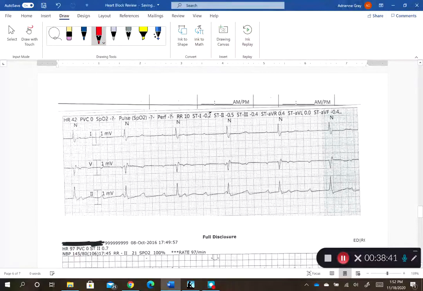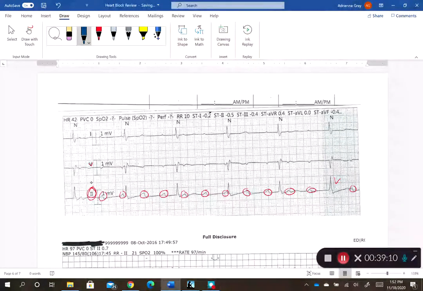All right, so this one is giving me 3 different leads. It has lead 1, lead 5, and I'm going to look at lead 2, because that's where we always look for a reference point. I'm going to go ahead and circle all my P waves. Looks like there's kind of one there. There's probably one buried in that QRS complex here, but I can't really see it. Now I'll put little arrows indicating where all of my QRS complexes are.